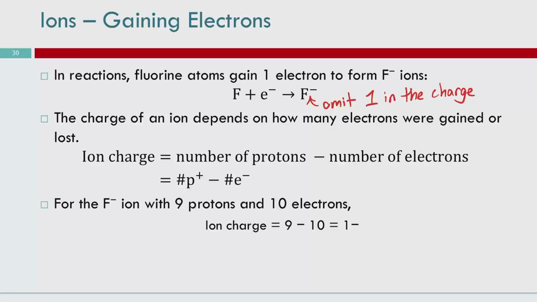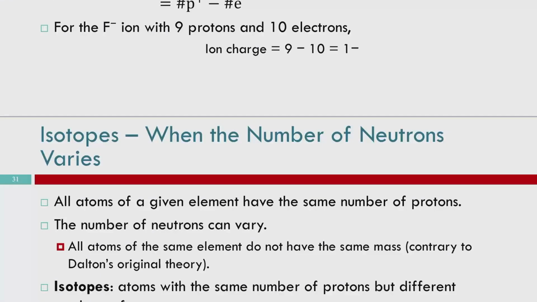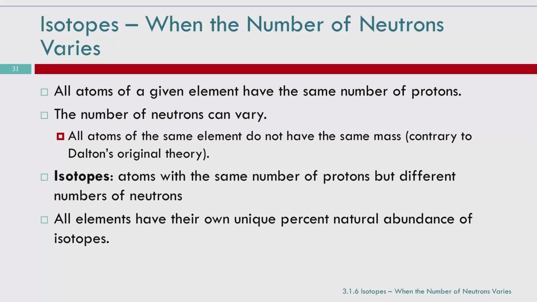All right, so we've talked about changing the number of protons. That changes our element. We've talked about now changing the number of electrons. That gives us ions. We're going to talk about our third subatomic particle, our neutron. If you change the number of neutrons, you get isotopes. Can somebody close the door?